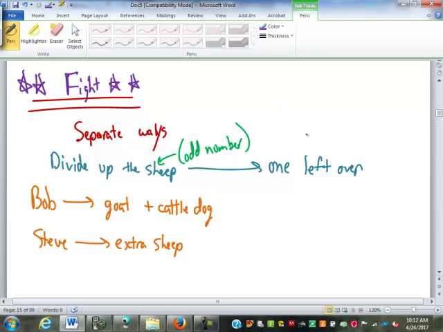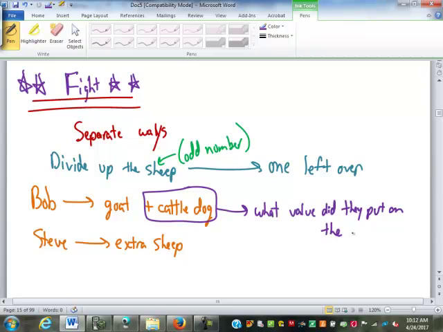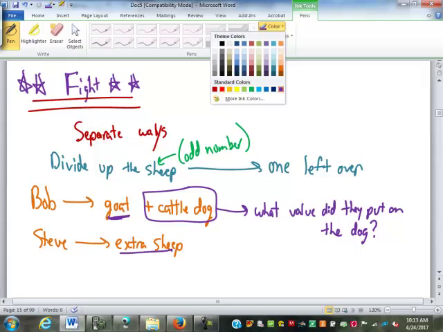So here's your question. They just put a value on that dog. What value did they put on the dog? The value of the dog must make up the difference between what they paid for the goat and that $10 that a sheep costs. So you know the dog had to be less than $10. So that is your question.